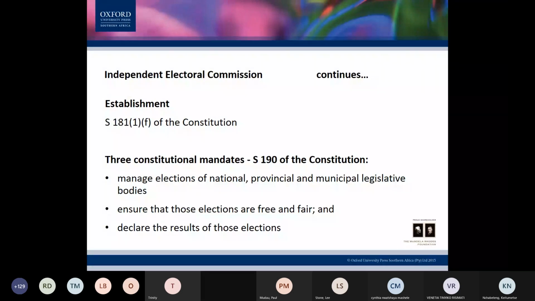The Electoral Commission, often abbreviated as the IEC, is established in terms of Section 181, Subsection 1(f) of the Constitution. And it is conferred with 3 constitutional mandates as stipulated by Section 190.